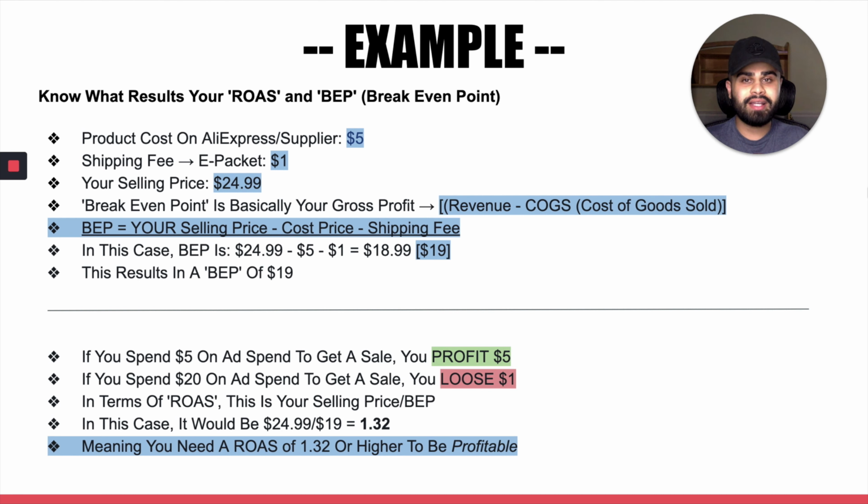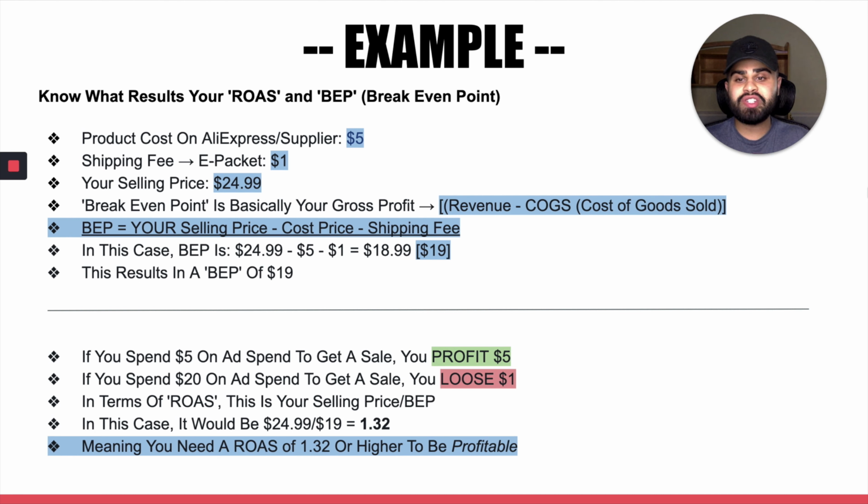Let's say your selling price for that product is $24.99, which is a 3x markup, which is absolutely amazing when it comes to drop shipping. Your break-even point is basically your gross profit, which means your revenue minus your cost of goods sold. And that means your break-even point is your selling price minus your cost price minus your shipping fee.